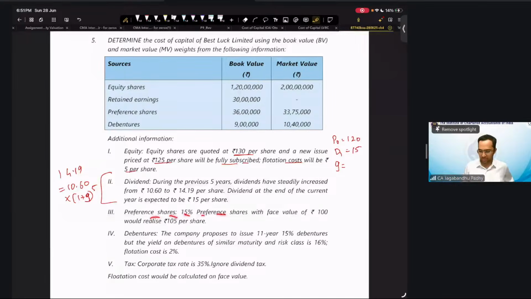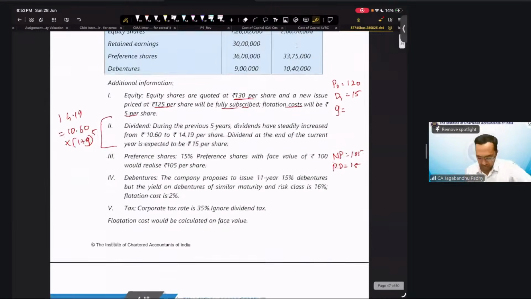Preference share is 15% preference shares with a face value, which would realize 105. So for this, we have the net proceeds as 105 and the preference dividend is going to be 15. So it is irredeemable because they have not specified any time period. Then the company proposes to issue 11-year 15% debentures, but the yield on debentures of similar maturity and risk class is 16%. Flotation cost is 2%, and corporate tax rate is 6.